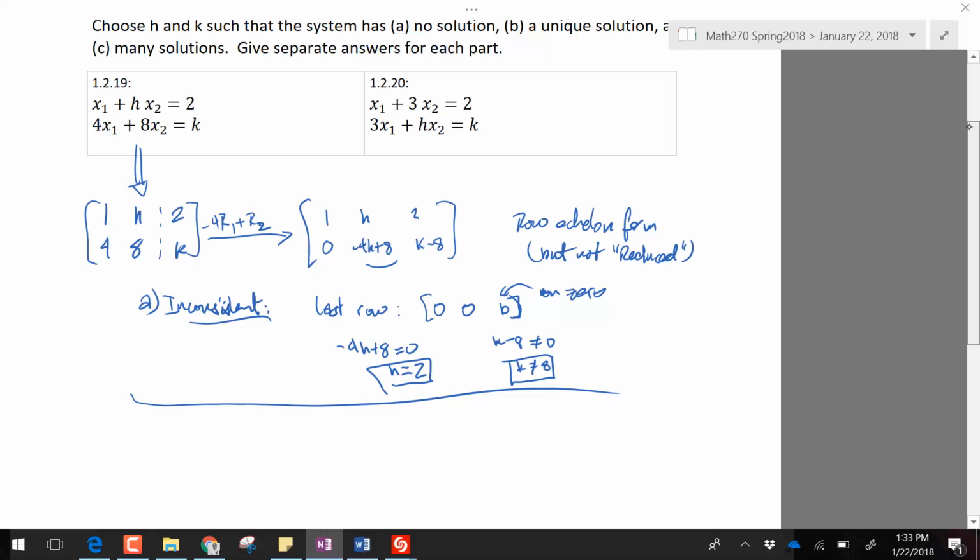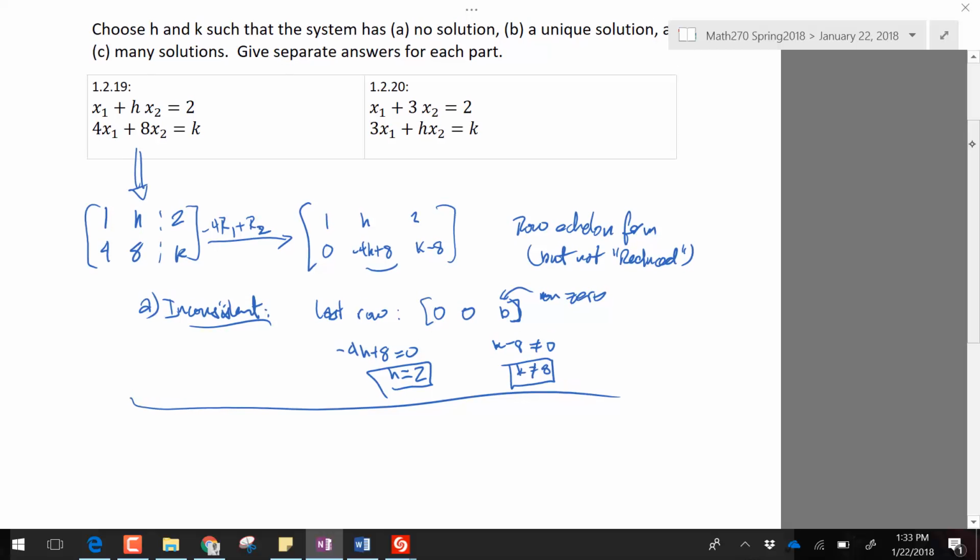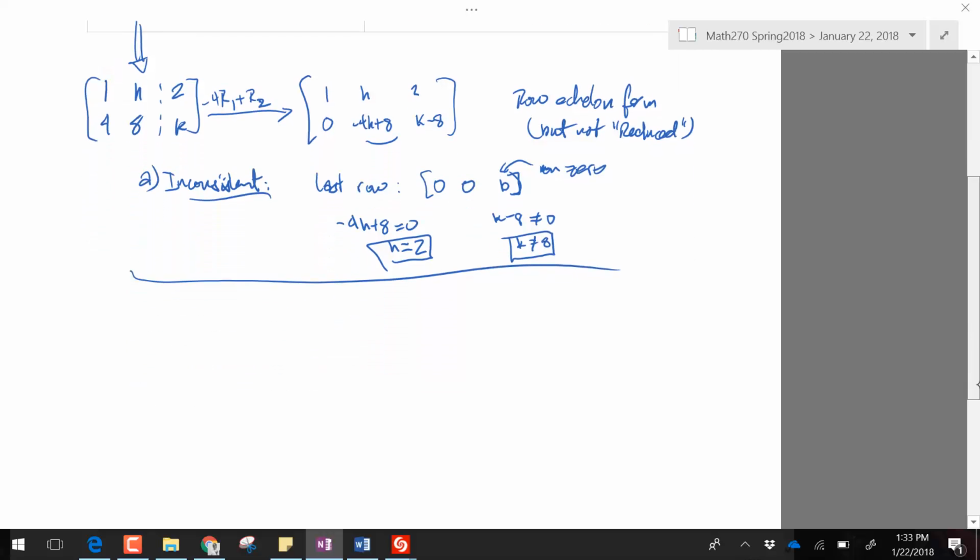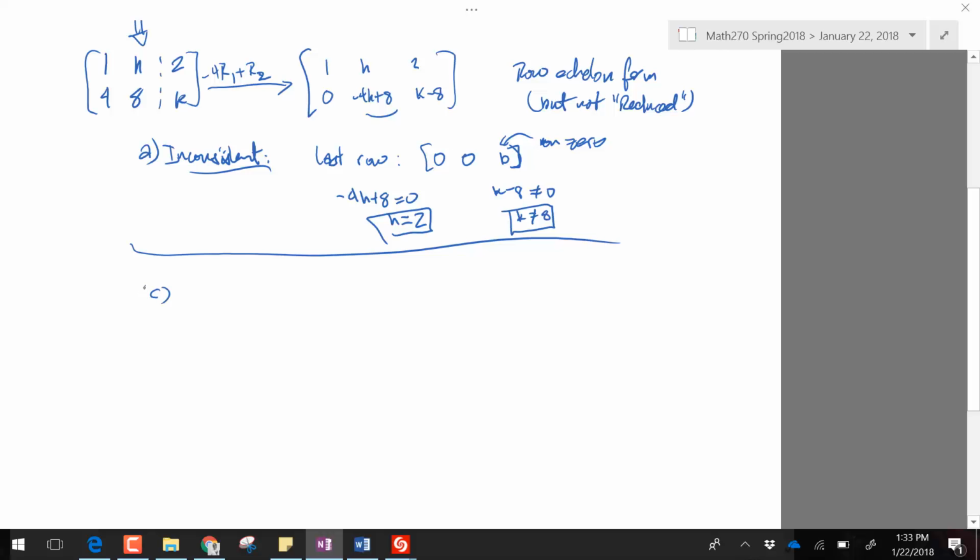A unique solution. Let's do C first, many solutions, because I think it's easier to deal with that first. Let's do C. Consistent with infinitely many solutions.